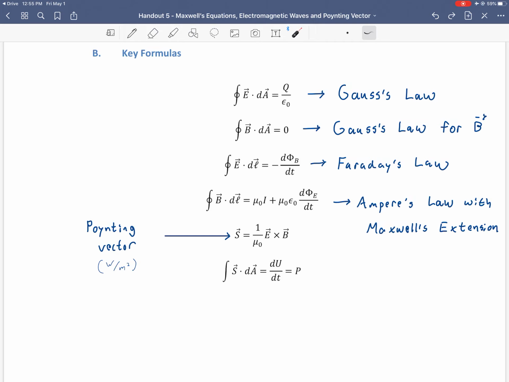Of course, watts are joules per second, so you can really think of this as energy per time per area. That's what this is. That's what intensity is in general. And because the Poynting vector represents intensity, we can find the flux of the Poynting vector and its power. So if we have an electromagnetic field passing through a known, defined area, then we can find exactly how much power is passing through that area.